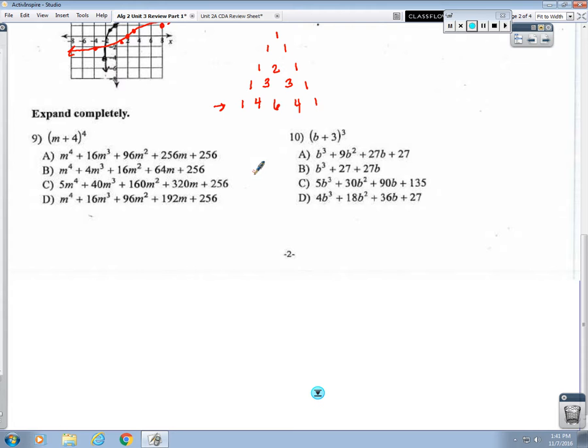Now, before you even start the problem, you should probably go ahead and see if there's anything you can eliminate. Since it's to the 4th power, how many terms will you have in your answer? 5. Well, unfortunately, that doesn't help us because every choice has 5 terms. So we're going to write out 1, 4, 6, 4, 1. What goes on each one of those? An m. Okay, and then 4 goes on each one of them, and since it's a number, you put it in parentheses.